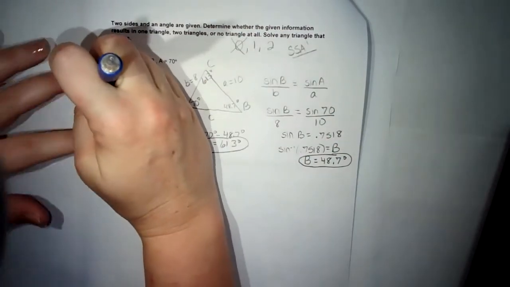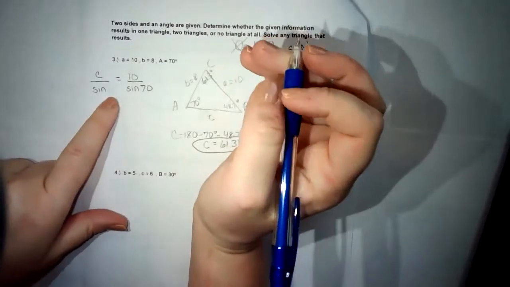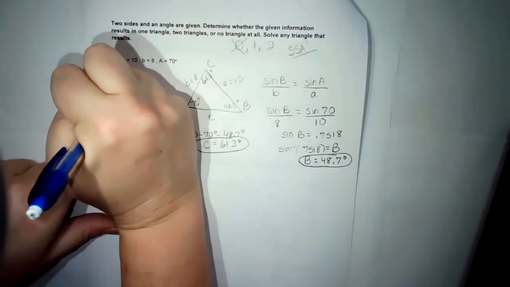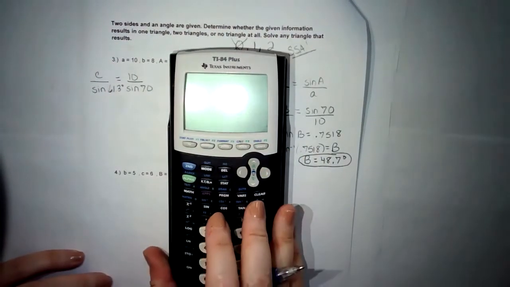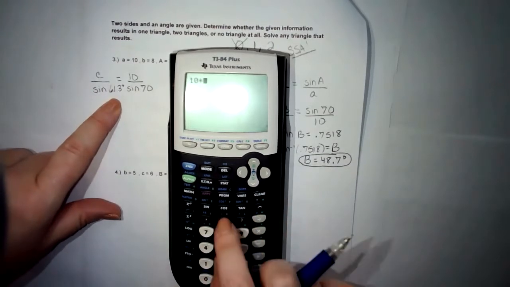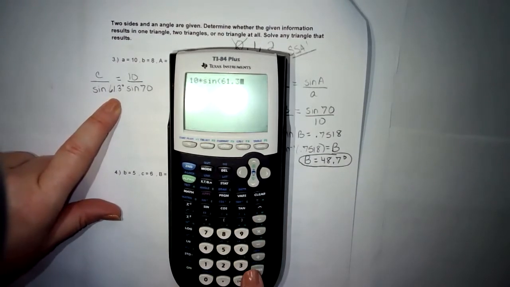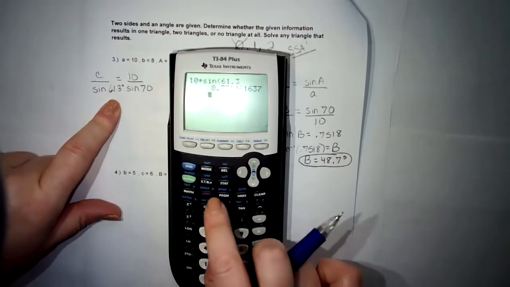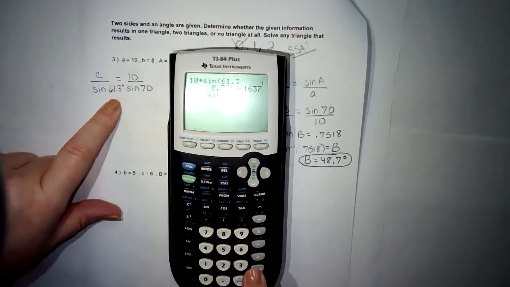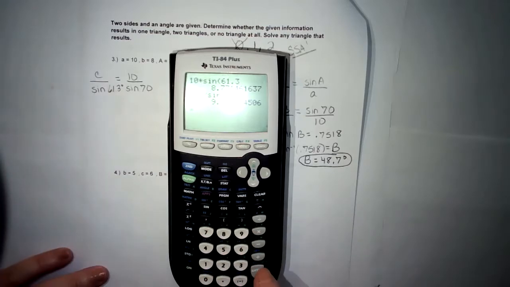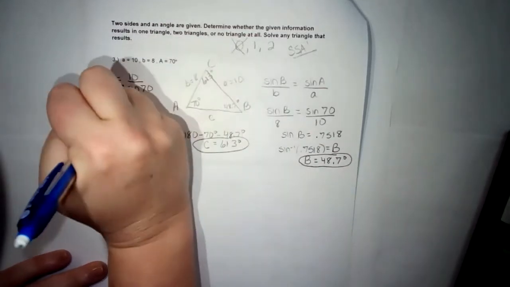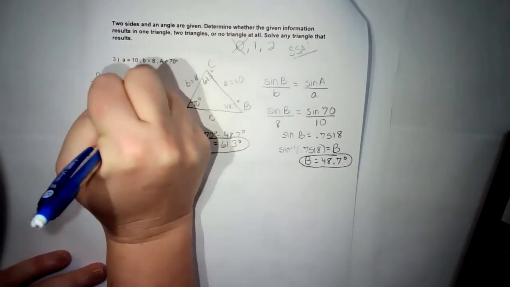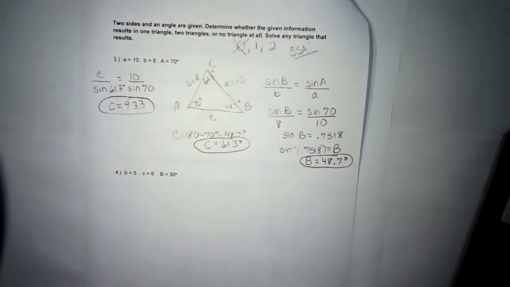What did I do? I shouldn't have written this. Let's see, this is 61.3. Okay, let's do our calculator work now. All right, I'm going to have 10 times the sine of 61.3 divided by the sine of 70. And that gives me 9.33. Okay, that's C. All right, that's all the information for triangle one.